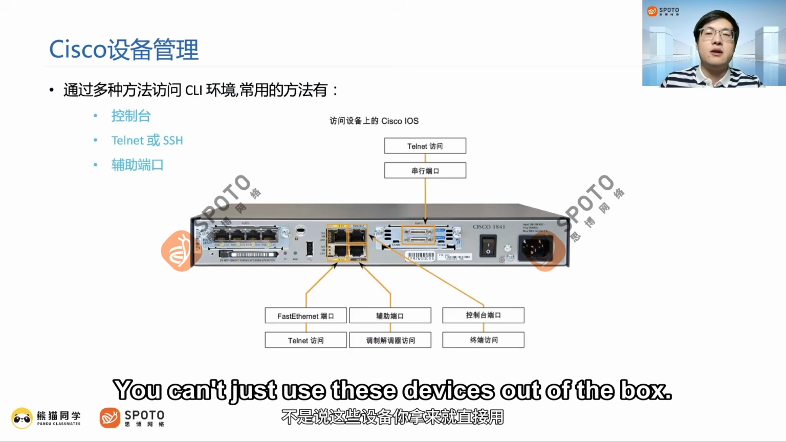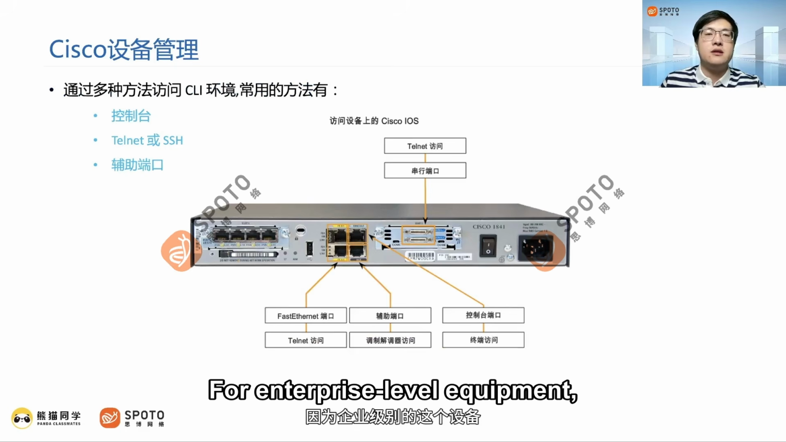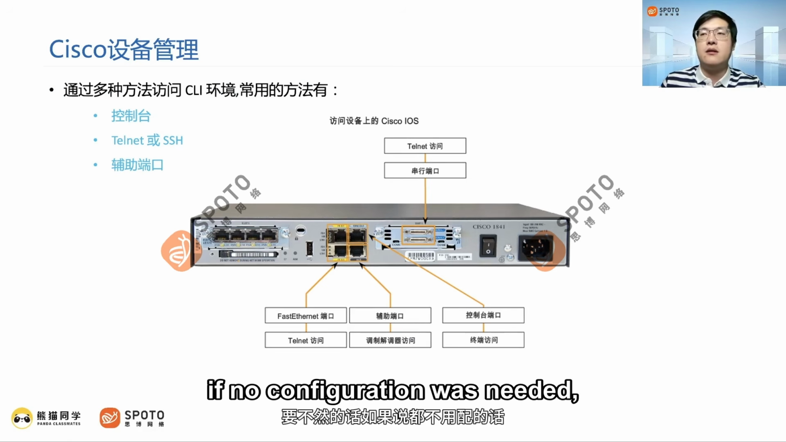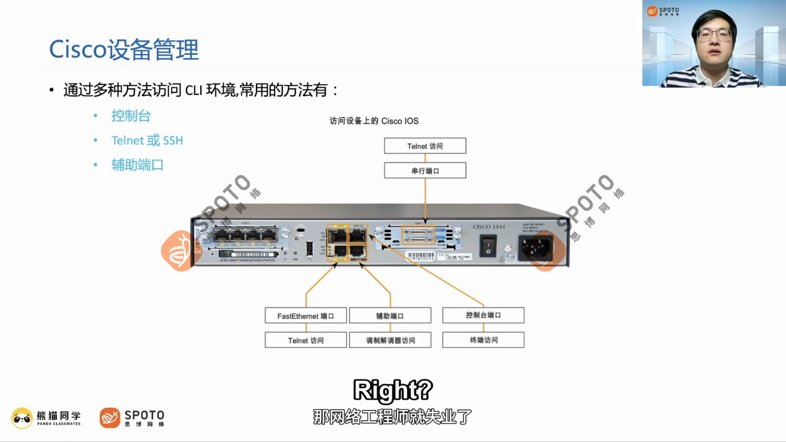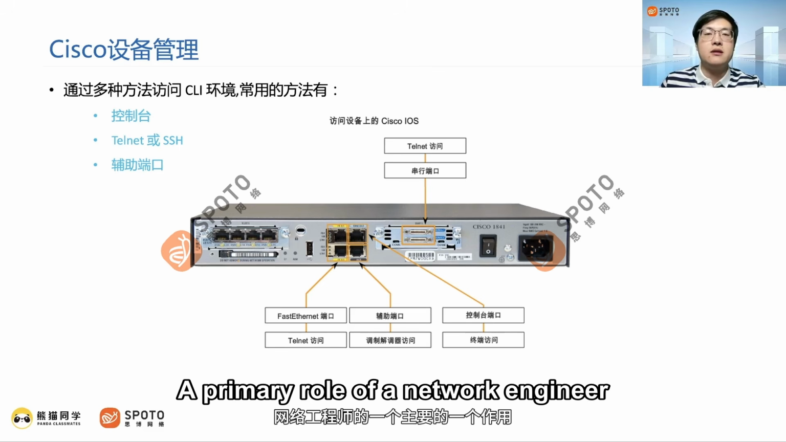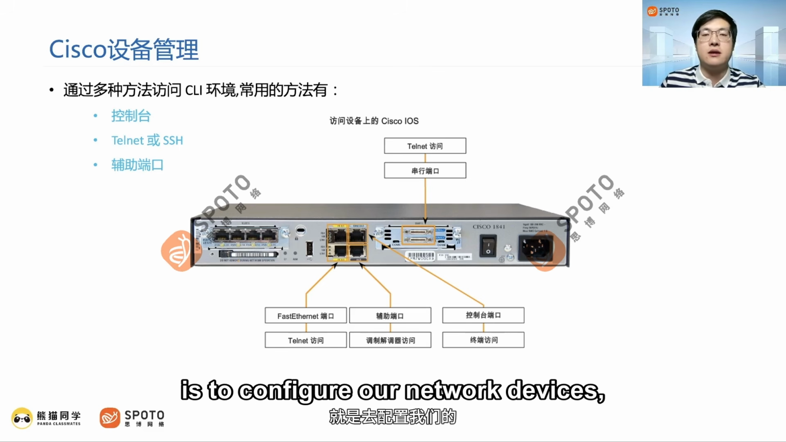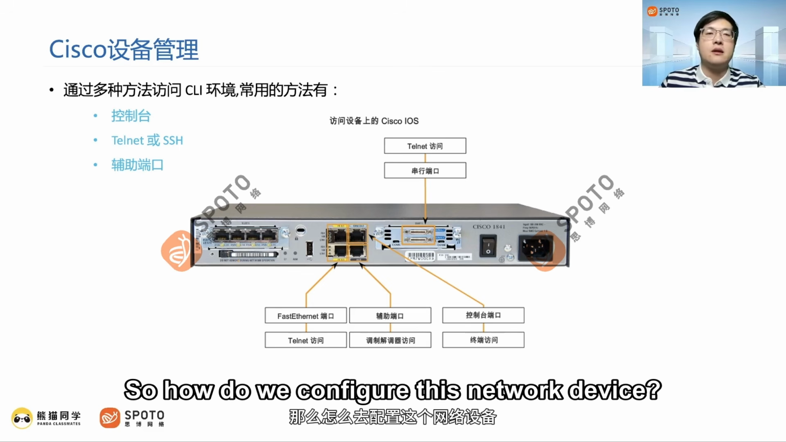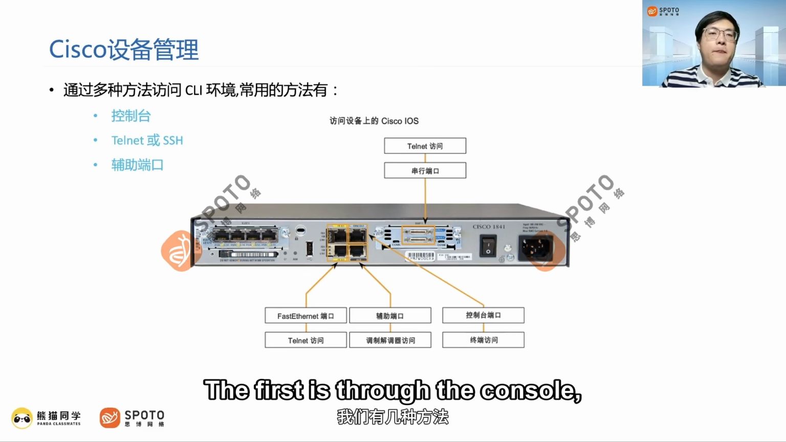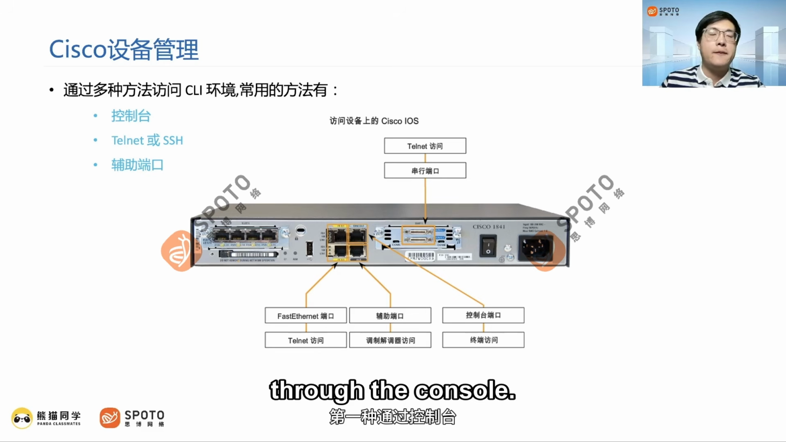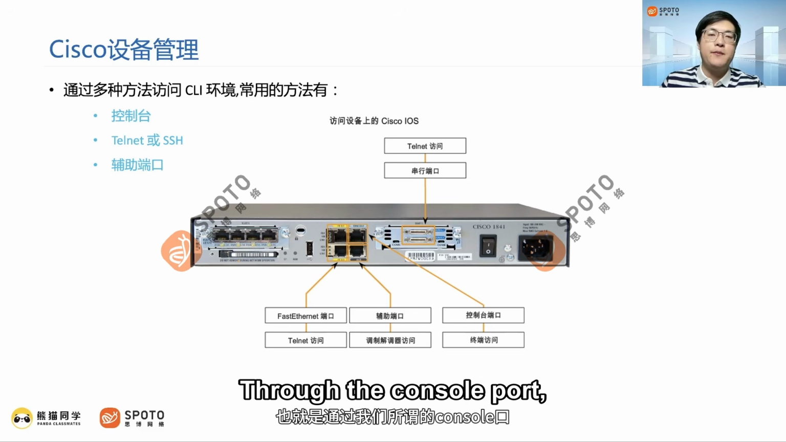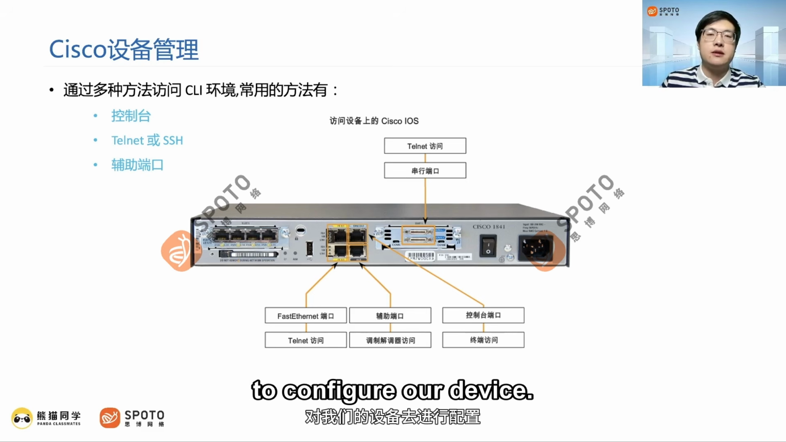Now, as for this IOS, you need to configure it. You can't just use these devices out of the box. For enterprise level, we always need to configure and adjust it. A primary role of a network engineer is to configure network devices. So how do we configure a network device? We have several methods. The first is through the console port.